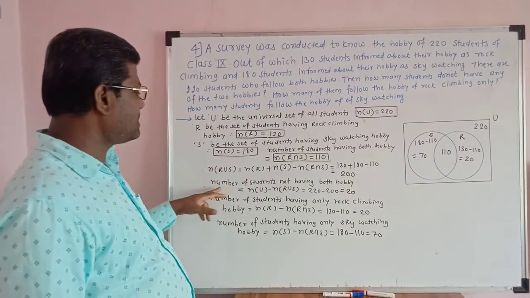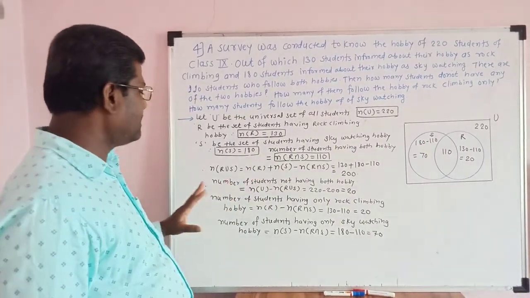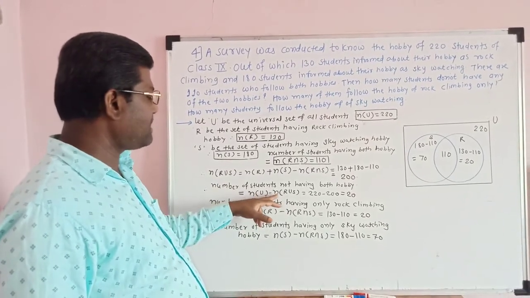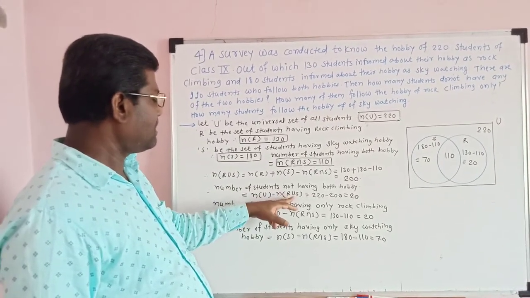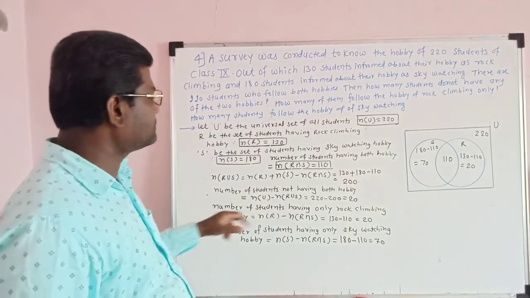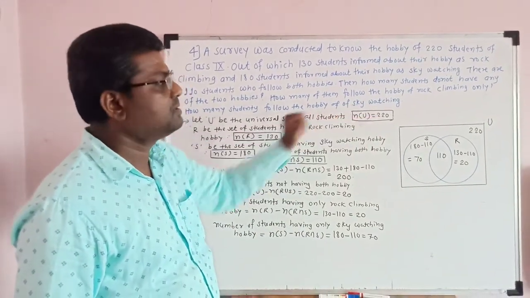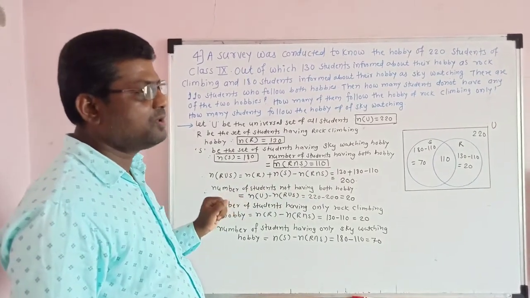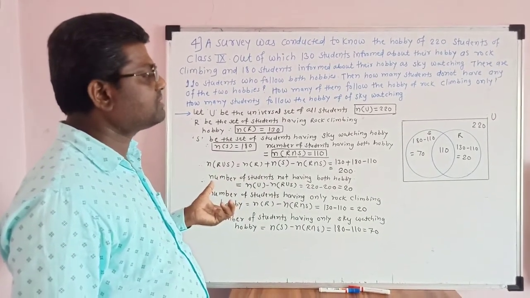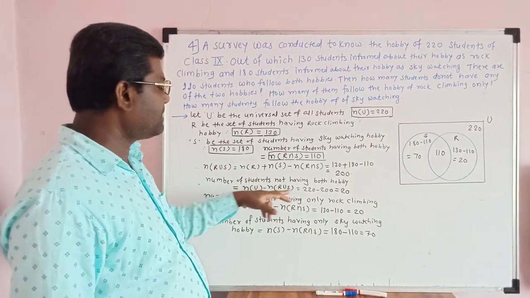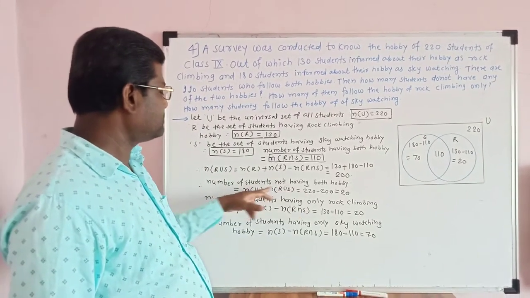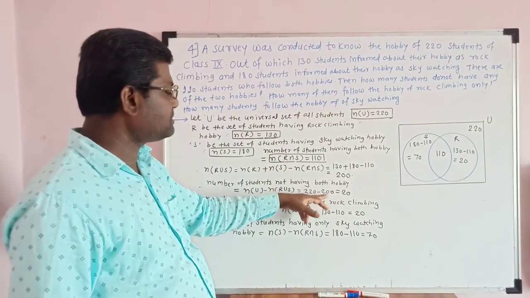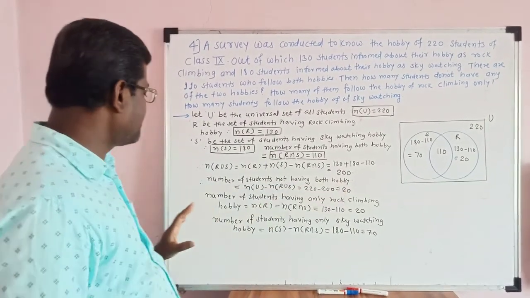So the number of students not having either hobby is n of U minus n of R union S. The total number of students is 220, and 200 students have any one of the hobbies or both. Therefore the number of students having no hobby is 220 minus 200, which is equal to 20 students.